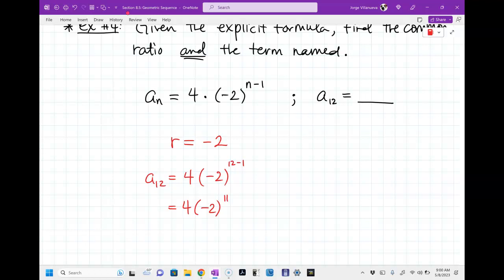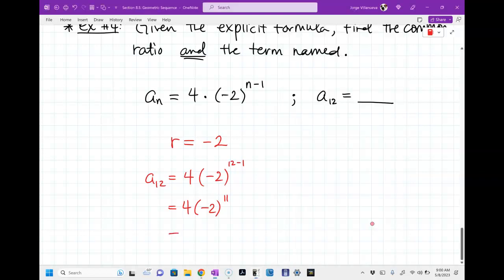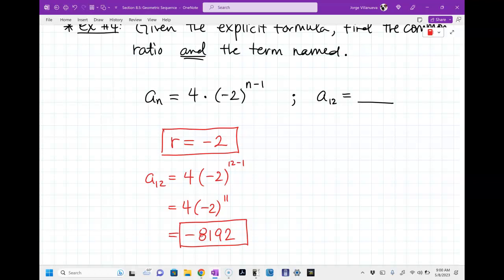I don't know what negative 2 to the 11th power is, and then I have to multiply it by 4. So what I'm going to do is just use a calculator. So I'll get a calculator here. 4 times, nope, I don't want to do a derivative, sorry about that. 4 times negative 2 to the 11th power. And then I'll just hit enter, and it'll give me the answer. So it's negative 8192. So here's my answer, and here's my r value. And that's it.